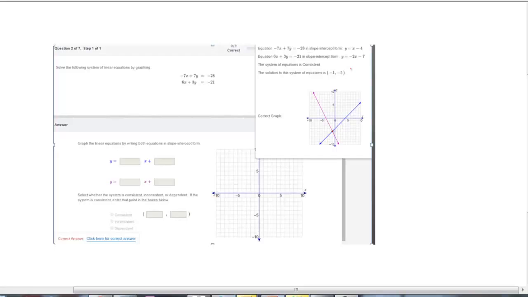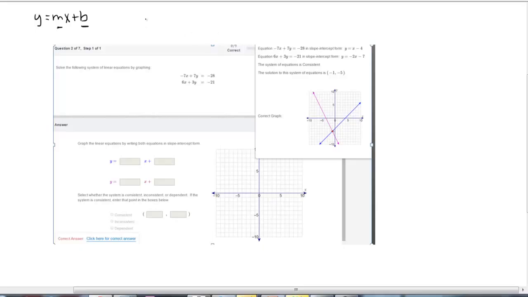Hi, I'm going to be going over this problem. We're asked to solve the linear system of equations by graphing. The easiest way to do that is put them into slope-intercept format, y equals mx plus b. Right now they're not in that format. When they are, we know what the slope is and what the y-intercept is, and it makes it pretty simple.